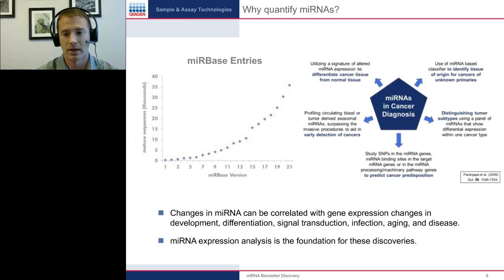If you look at the role of microRNA in cancer diagnosis, microRNAs are being used to differentiate cancer tissue from normal tissue, to identify tissues of origin for cancers of unknown primaries, to distinguish tumor subtypes, to predict cancer predisposition, and also as minimally invasive biomarkers for the early detection of cancers. And this is a very hot area at this time.